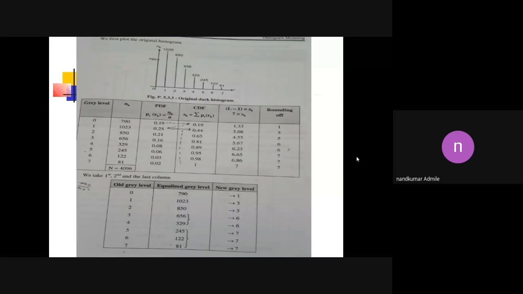Okay, so after completion of first column and second column, the second column consists of number of pixels for the gray levels. So we have to equalize this original histogram. So to equalize the given histogram, we have to add all the number of pixels, those which are present in the second column. In the second column we have the number of pixels for gray levels ranging from 0 to 7. So we have to add all the number of pixels.